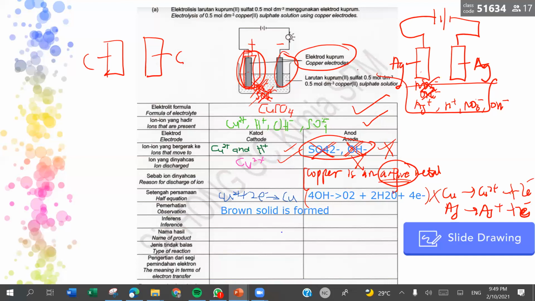My copper is forming copper 2 ions. What is my observation here? What is happening to my copper? My copper is donating electrons. What is happening to the copper?